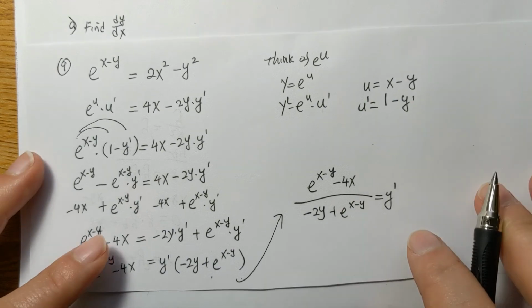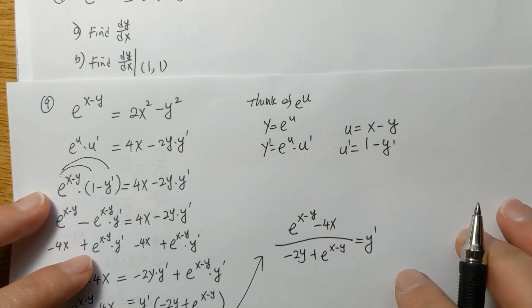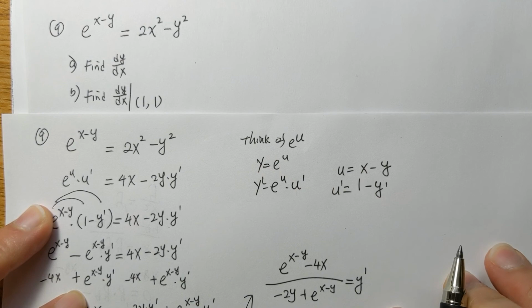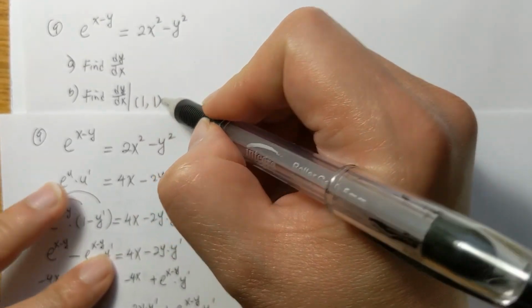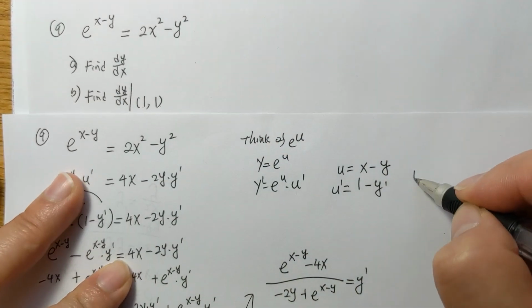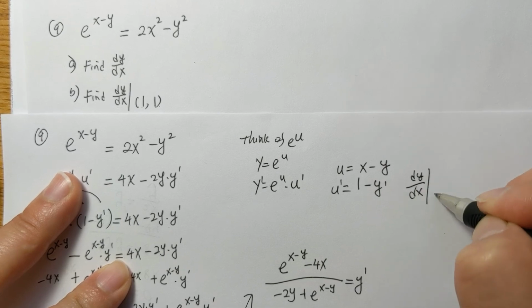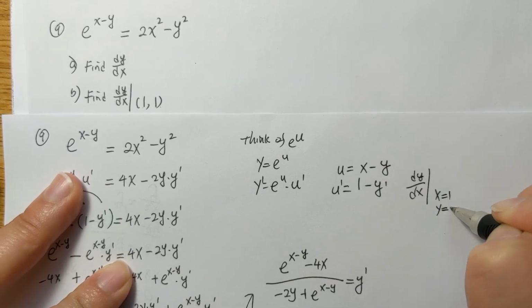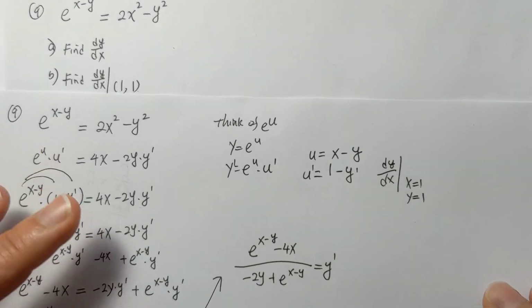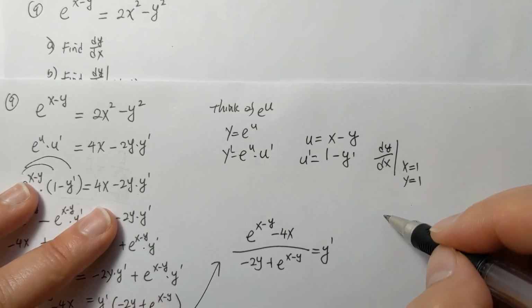Okay, now go to B. Find dy/dx at (1, 1). So that means x equals 1, y equals 1. Now we go back over here.